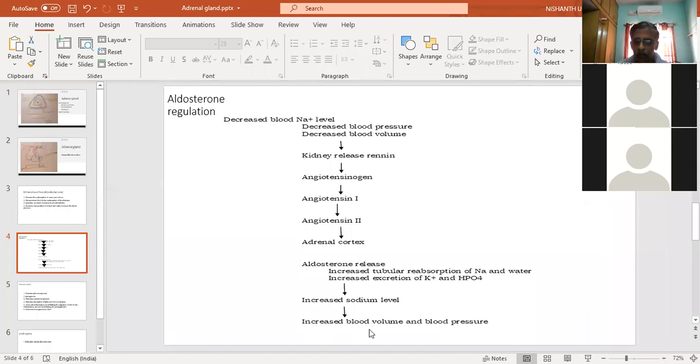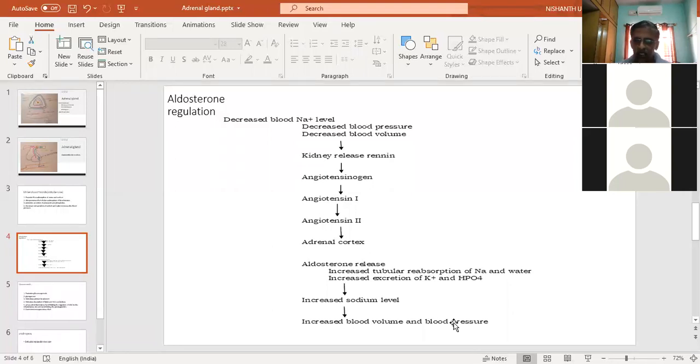What will happen? The blood volume also increases because water is reabsorbed. And because sodium is reabsorbed, blood pressure also will increase. So we started with decreased blood pressure and decreased blood volume. Now what you are able to see is increased blood volume as well as increased blood pressure. So what you have to understand is, when our blood pressure is low due to some reason, like stress factors, because people are continuously under stress, automatically our blood pressure will become low and our blood volume also will become low.